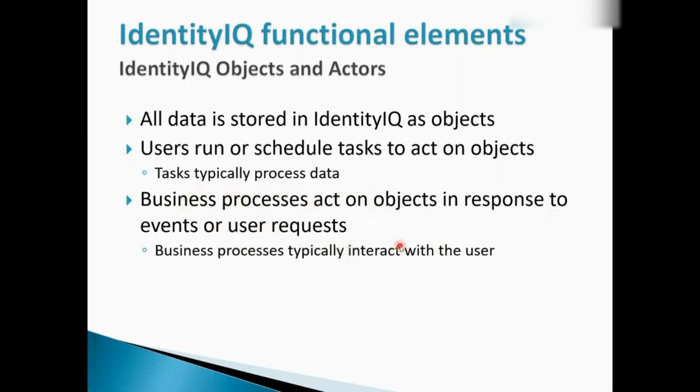So whatever the user has requested or whatever the event has been done, in response to that, this business process works or acts on the object. Basically, a business process typically interacts with the user. Whatever the user requires, it will directly interact and provision or grant the access, or revoke the access accordingly.